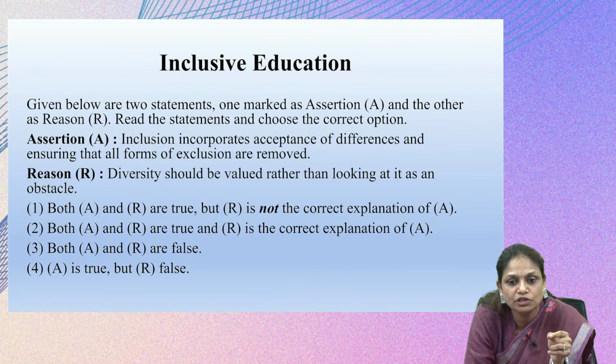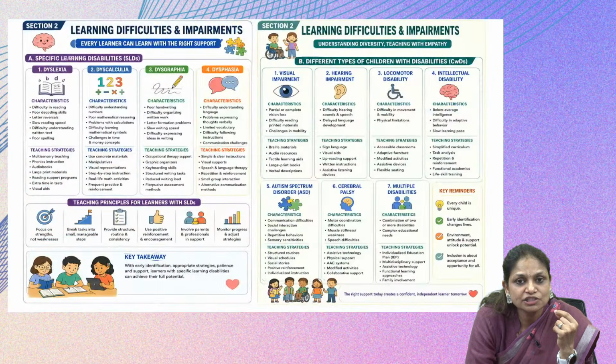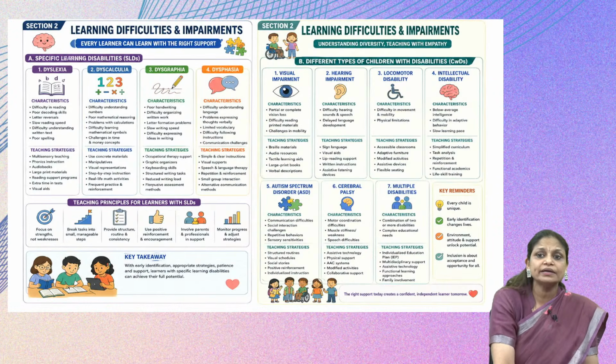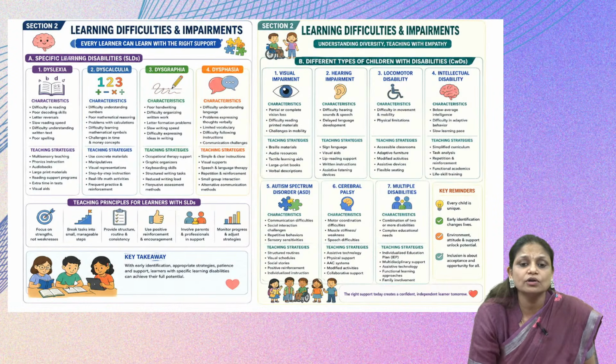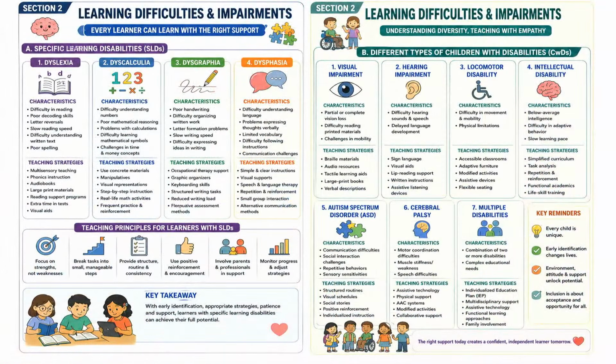So accordingly, you need to choose the most appropriate option. Now, moving to the second section. So that's what we have for learning difficulties and impairment. In this, what are the major topics that need to be covered?